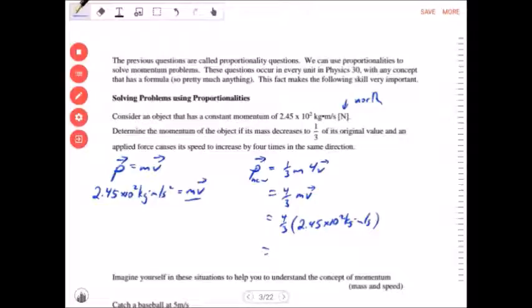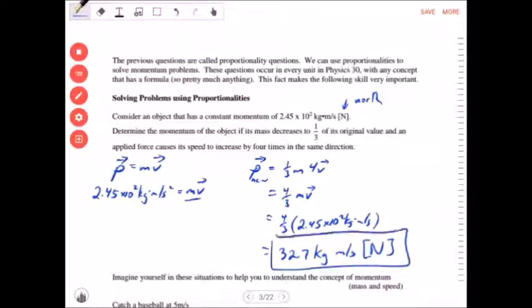So this works out, you just multiply this on your calculator. You end up with 327. That still fits in our sig digs, so we can just write 327. If you really want, you can go 3.27 times 10 squared kilograms meters per second north. Put a box around that because it's really nice for me to see exactly what it is you want me to mark. So 327 kilograms meters per second north.